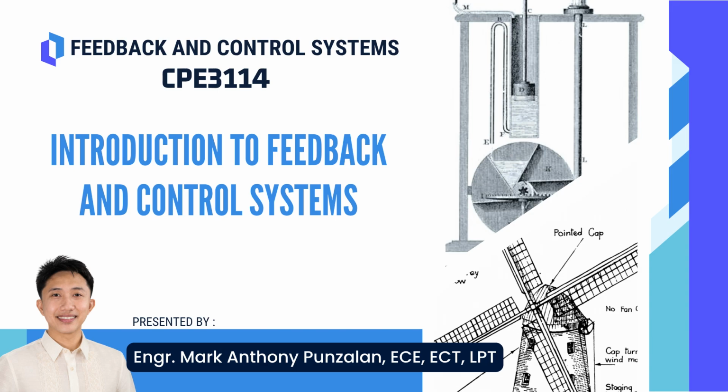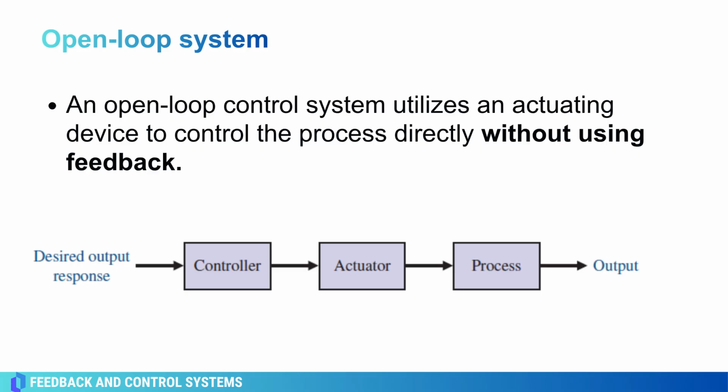Now let's discuss an open loop system. An open loop control system utilizes an actuating device to control the process directly without using feedback. As you can see here, the basic block diagram of an open loop system, we have the desired output response, then the controller, actuator, then process, then lastly is our output.